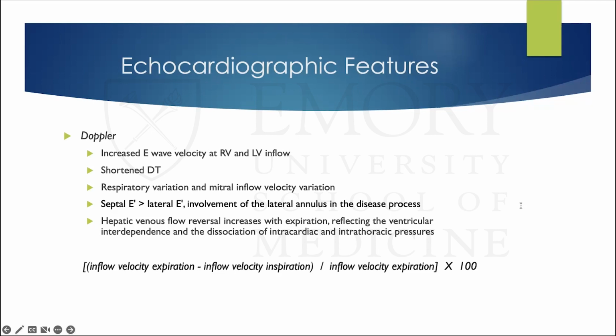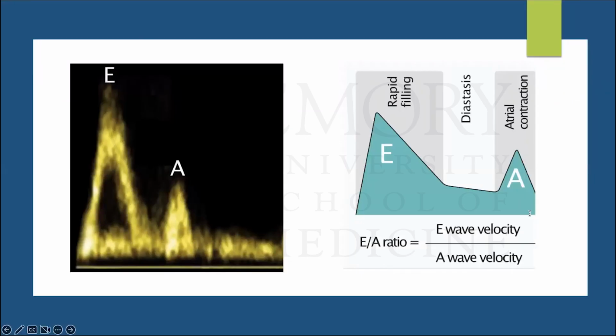You look at the velocity with expiration and inspiration, subtract those two, divide, and multiply by 100. If you have a change of more than 25% of the mitral inflow or 40% of the tricuspid inflow, it could be suggestive of a constrictive type picture. So it's interesting to see that there are other ways to quantify this, but these are the big key features on Doppler. As I mentioned here, the E to A ratio.